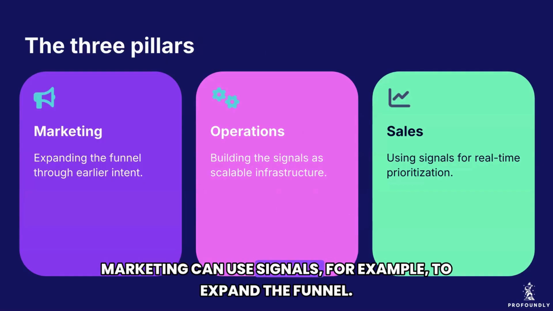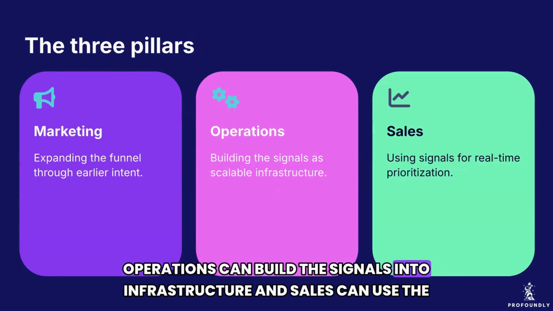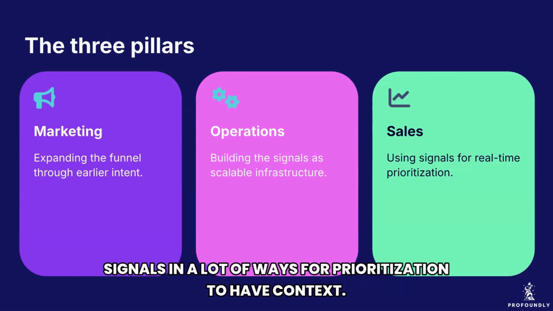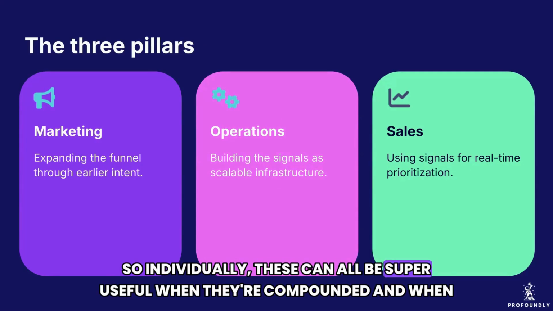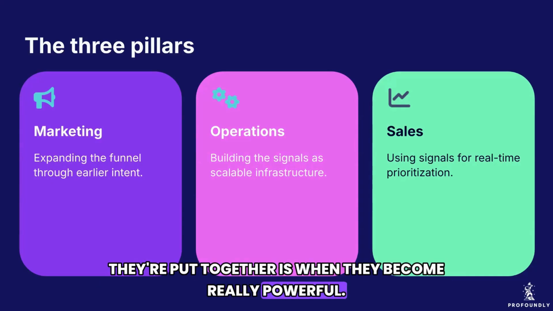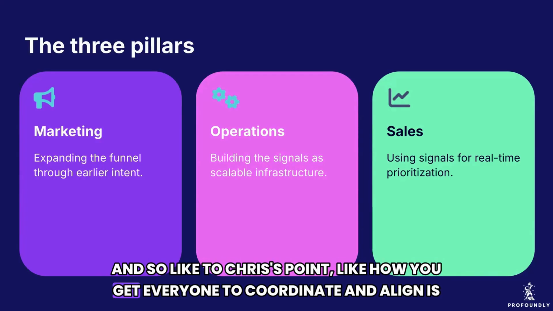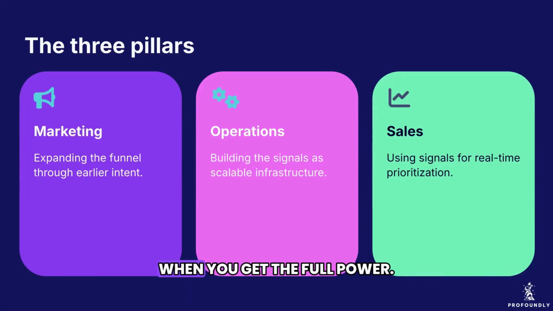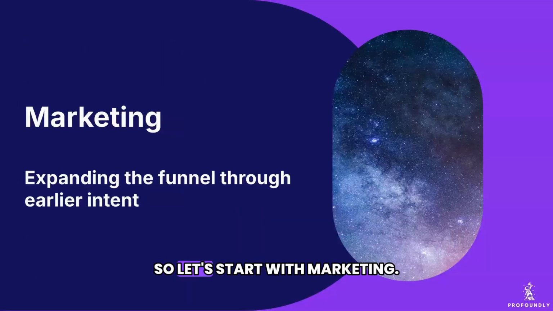Marketing can use signals, for example, to expand the funnel. Operations can build the signals into infrastructure, and sales can use the signals in a lot of ways for prioritization and to have context. So individually, these can all be super useful. When they're compounded and put together is when they become really powerful. And so to Chris's point, how do you get everyone to coordinate and align is when you get the full power. So let's start with marketing.